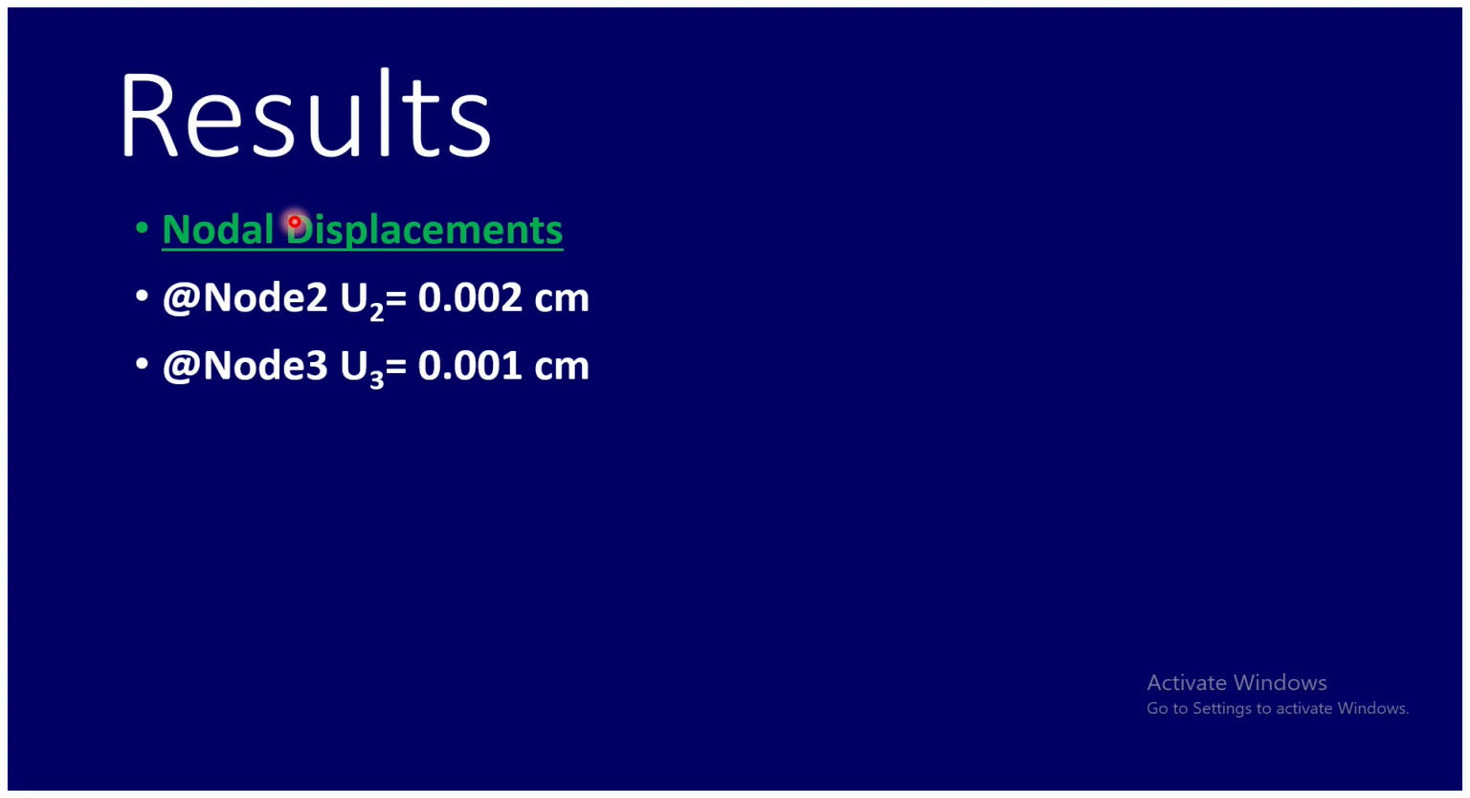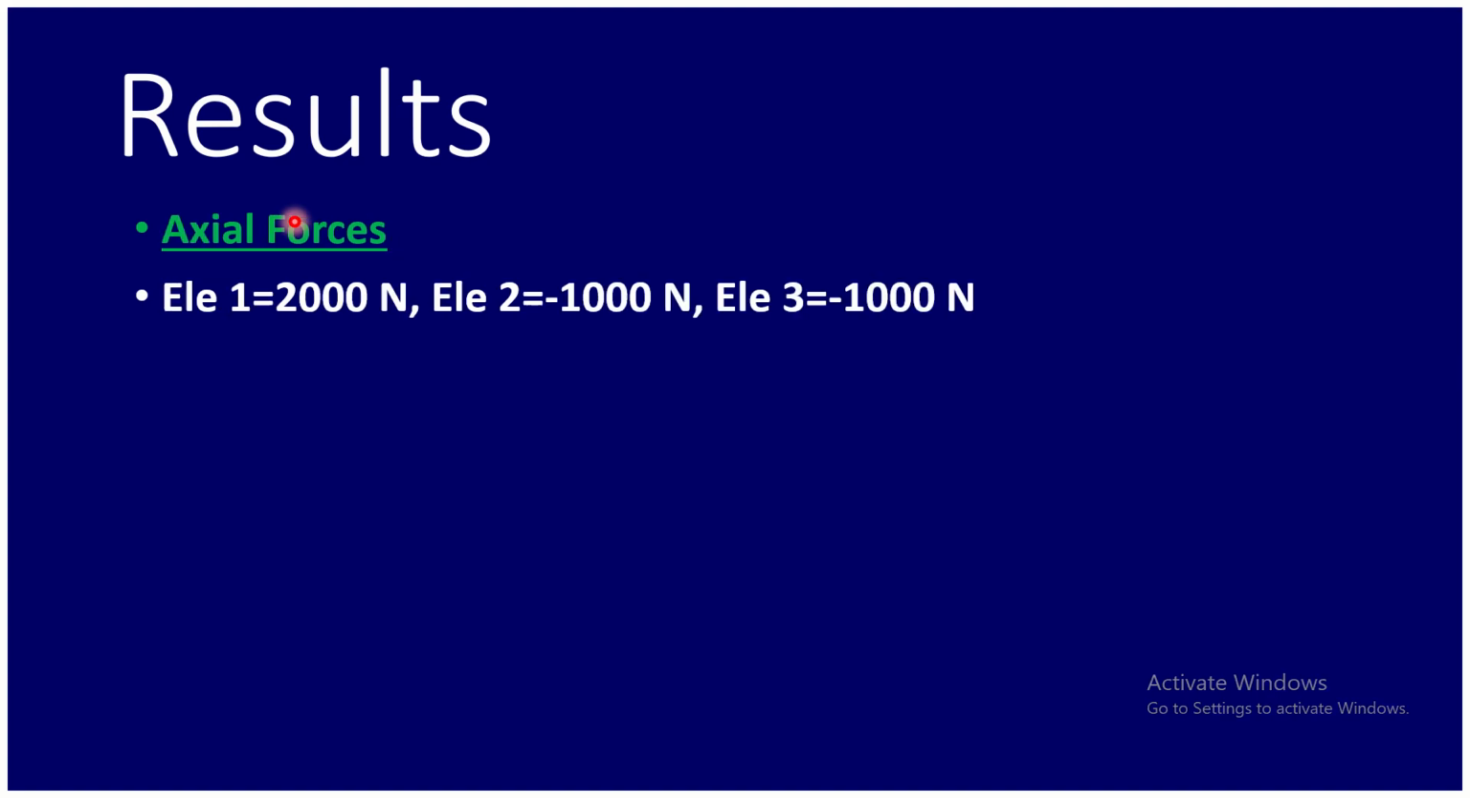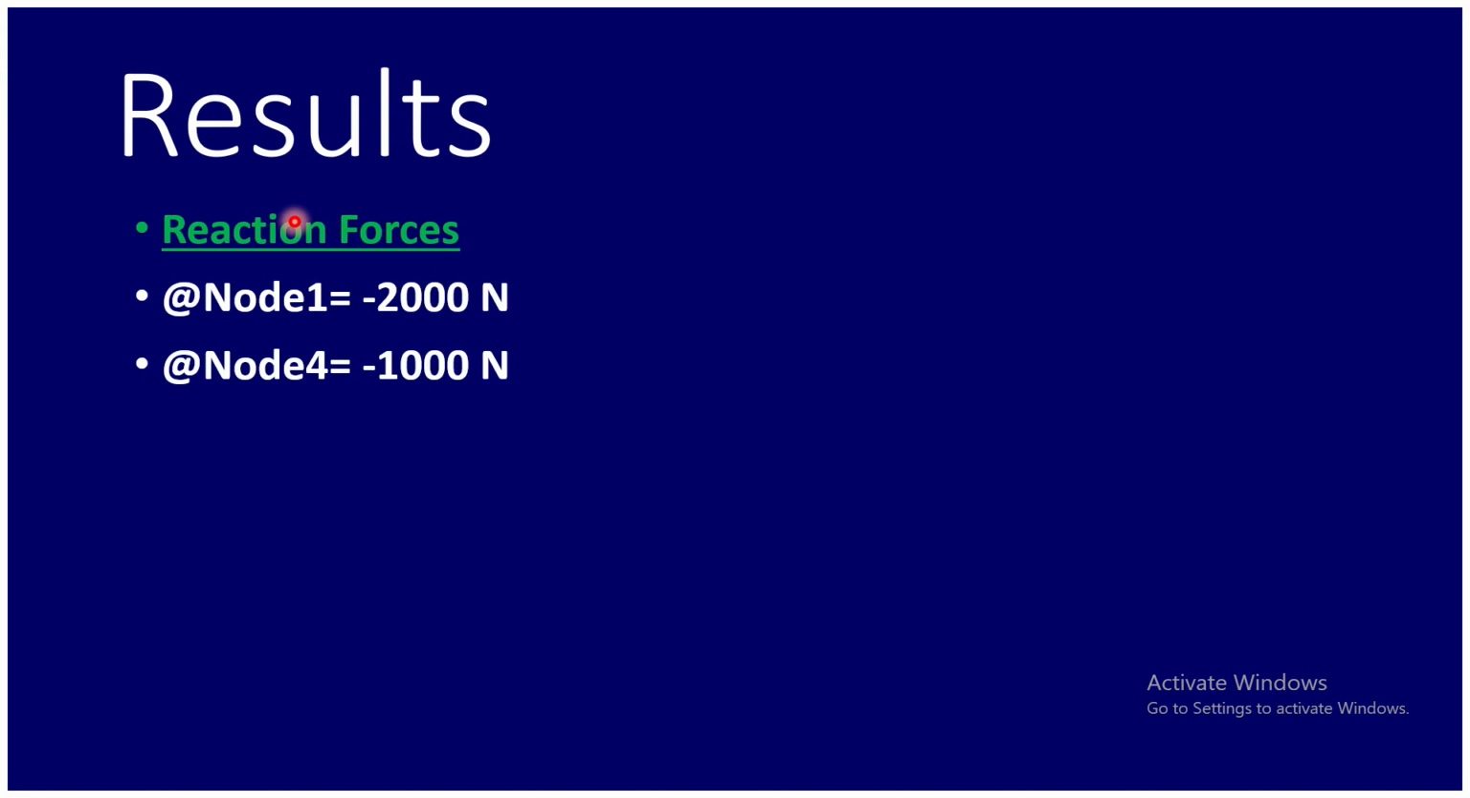So these are the results for nodal displacement. At node 2 we will get a displacement of 0.002 centimeter, and node 3 will get 0.001 centimeters. These results I have calculated manually, and these are the axial forces. For element 1 we'll be getting 2000 Newton in tension. Element 2 and element 3 will be in compression with minus 1000 Newton force. And these are the reaction forces. At node 1 we have minus 2000 Newton, and at node 4 we have minus 1000 Newton force.